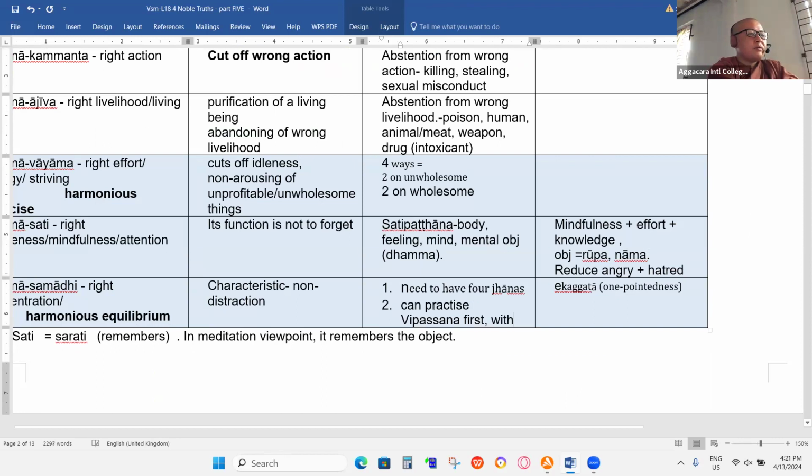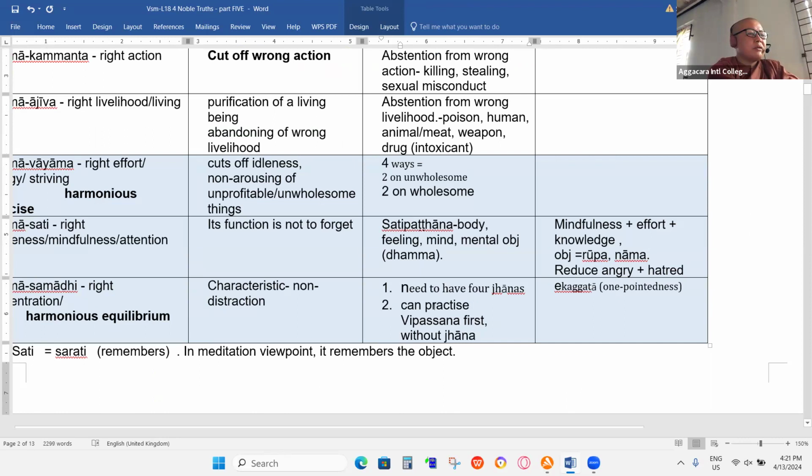Without jhana. Okay? So different opinion. The main thing of Sama Samadhi is one-pointedness, and another characteristic is there must be equanimity. What's the meaning of equanimity? Like just now we say non-disturbance, okay? Non-disturbance. The mind is not disturbed. So if your mind is always disturbed by something, that means that you don't have Sama Samadhi. Very easy, all right? Equanimity, non-disturbance, you get one-pointedness.